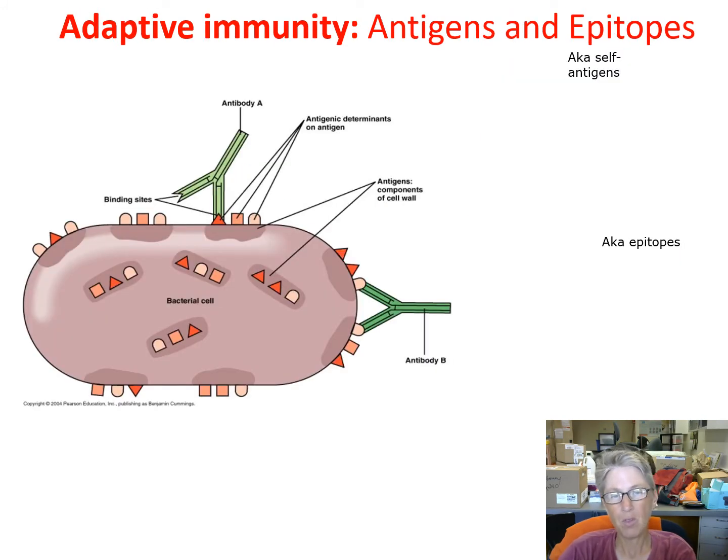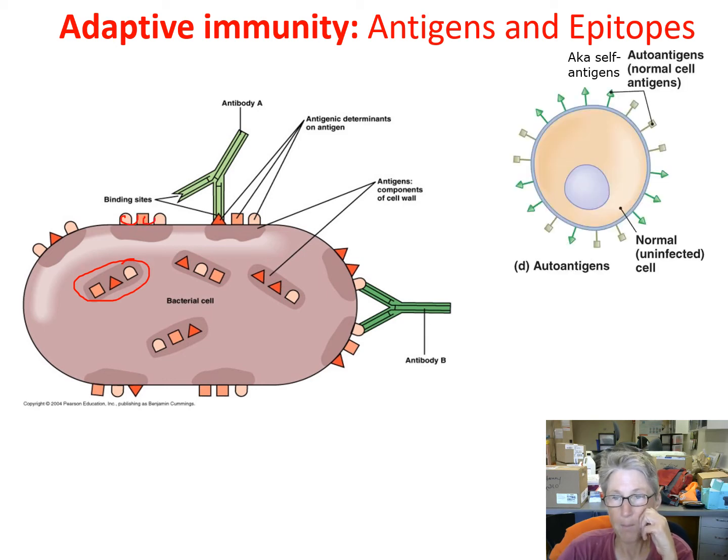Okay, here we've seen this cartoon before. Here's our bacterial cell with the antigen, and then the little shapes are epitopes. That's a bacteria cell. But here's one of our cells. So this would be a cell in our body. Here's the plasma membrane. Here's the nucleus. And then sticking out of the plasma membrane, we have antigens too, but they are called self-antigens, or autoantigens.